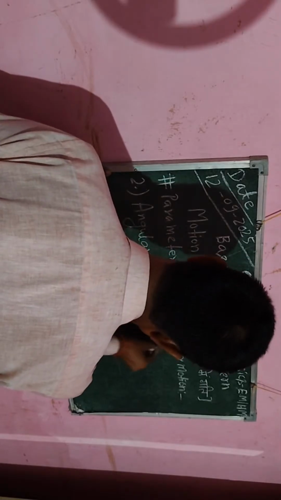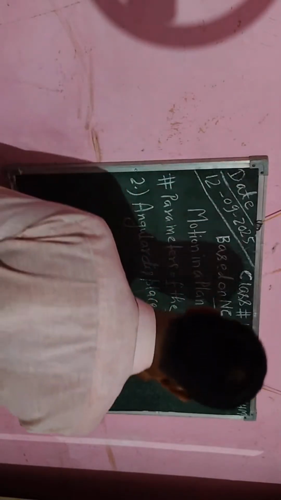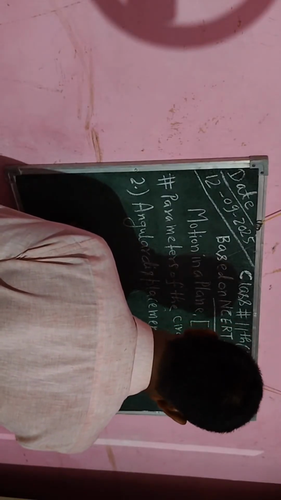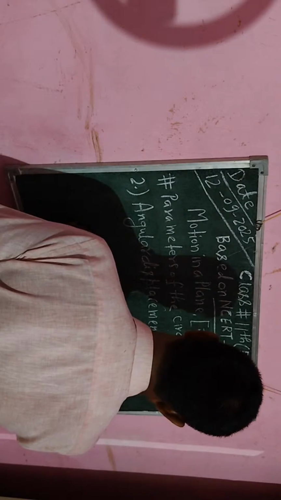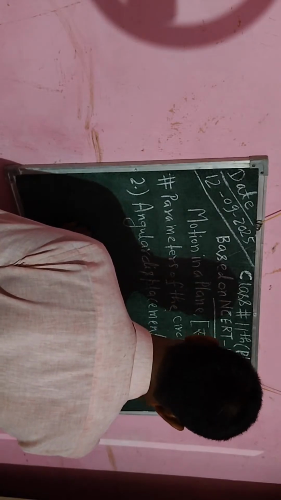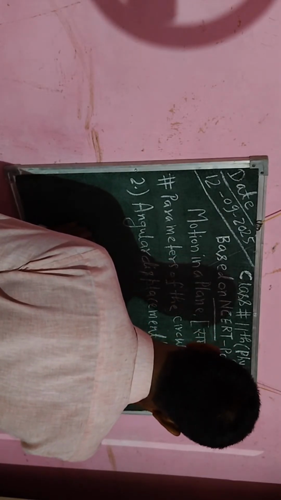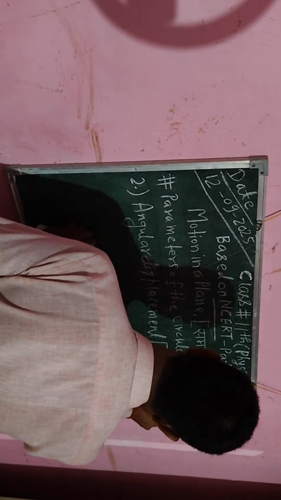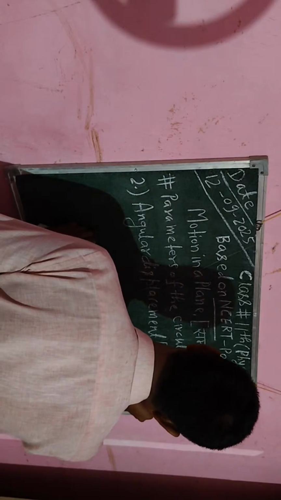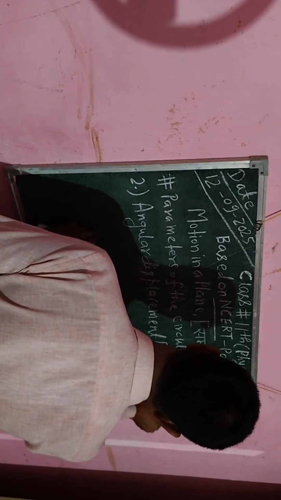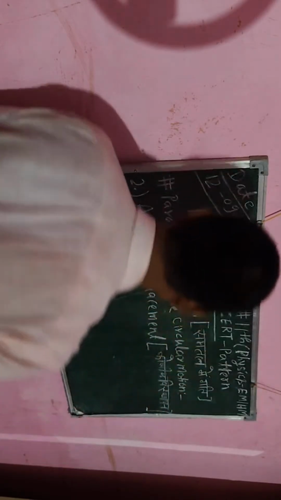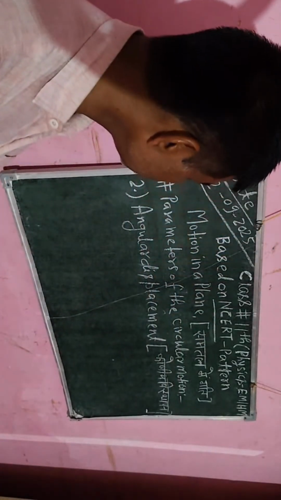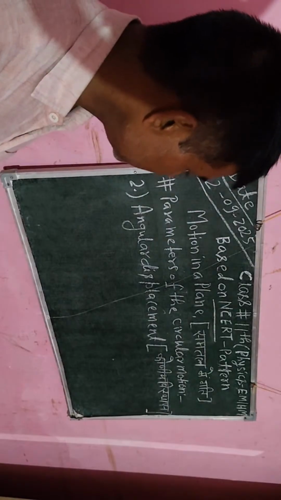Angular displacement, and it is also written in Hindi, that is कोणीय विस्थापन. This is the कोणीय विस्थापन. Angular displacement means that is the कोणीय विस्थापन.